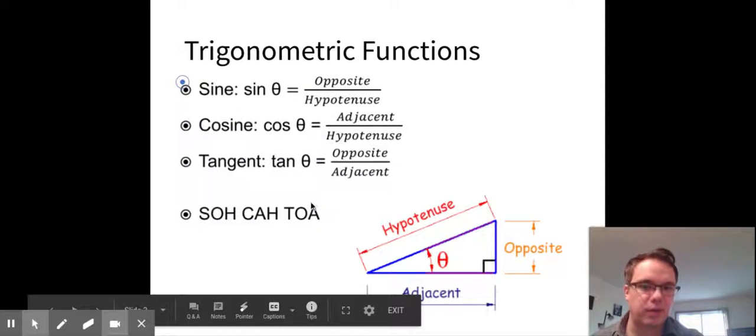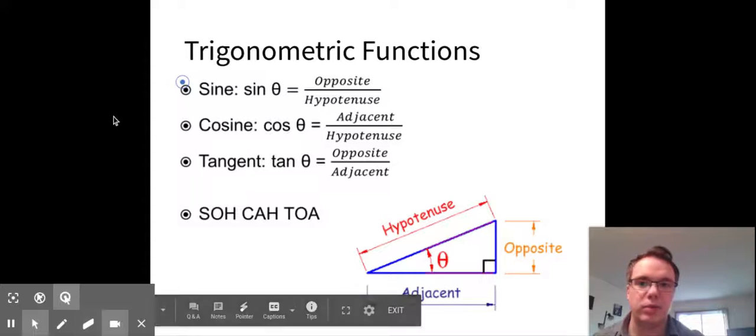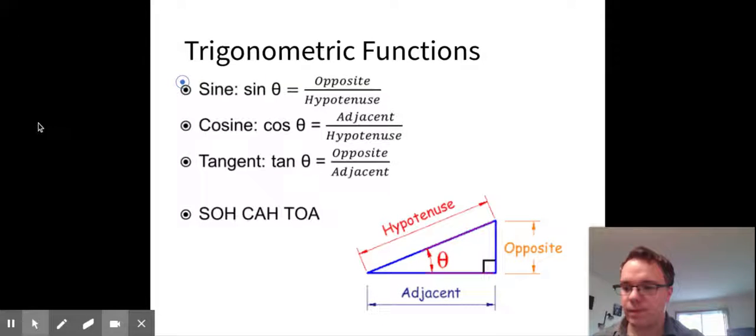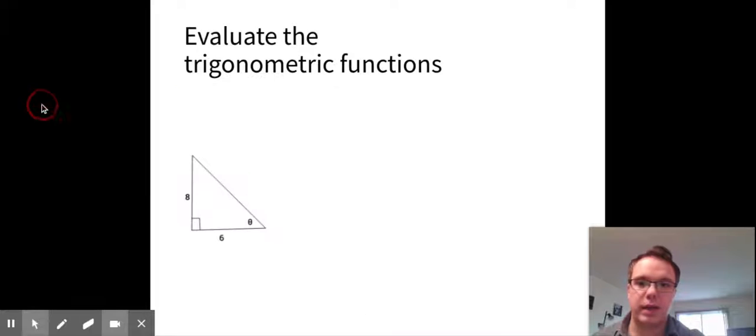Tangent is opposite over adjacent. So the word SOHCAHTOA is a great thing to memorize to help you with trig functions. So let's do an example to make sure we understand that.